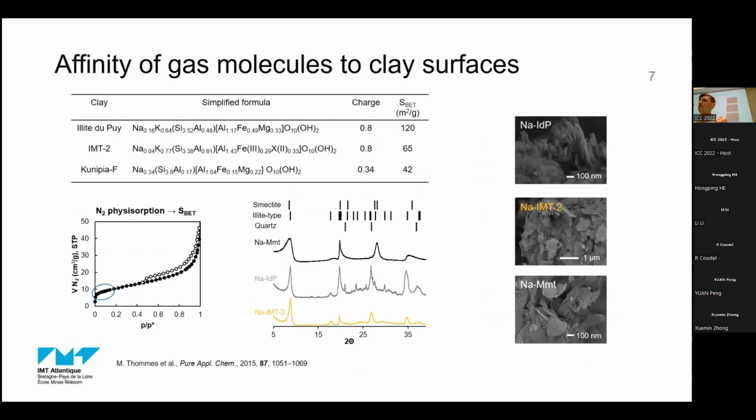on 4 model clays: 2 illites, Illite du Puy from France and IMt-2 from USA, and montmorillonite obtained from SWy, exchanged with sodium and with calcium. These clays were characterized by nitrogen adsorption to get surface area, by XRD to verify the purity, and we have taken a few photos for the article.